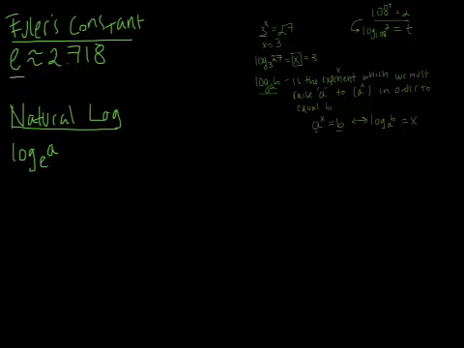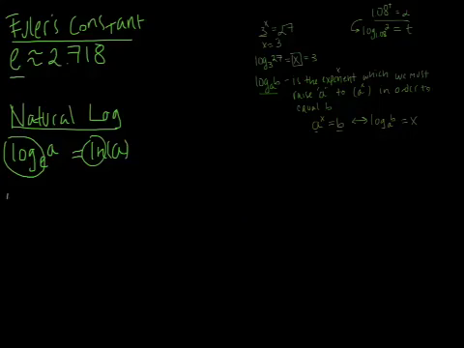So that's saying what is the power that we must raise e to get some value a. And the way we write this is ln, lowercase ln of a. That means natural log of a, and that's how we'd say it. Now, ln is the same thing as writing log base e. So that's how we'll write it. And the natural log has some very good, very useful properties.